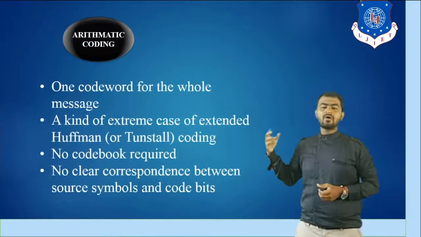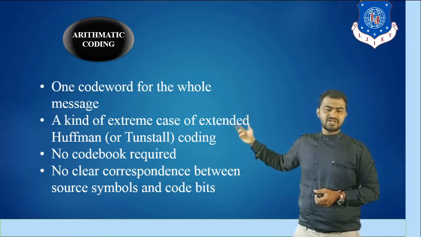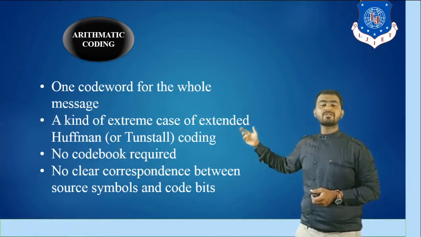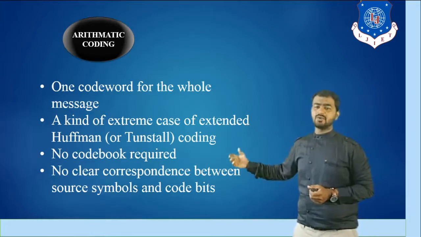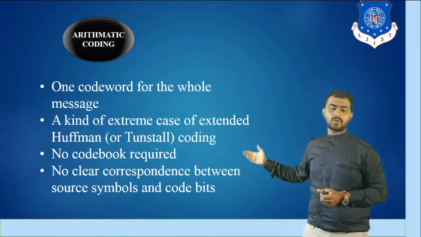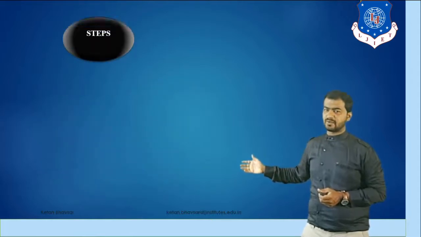Now, how does arithmetic coding actually work? As you can see, one code is used for the whole message. It is the extreme case of extended Huffman coding. No codebook is required, there is no physical library required, and no clear correspondence between the source symbols and the code bits is required.